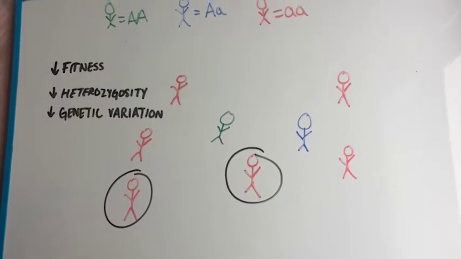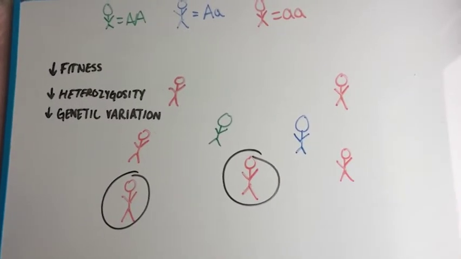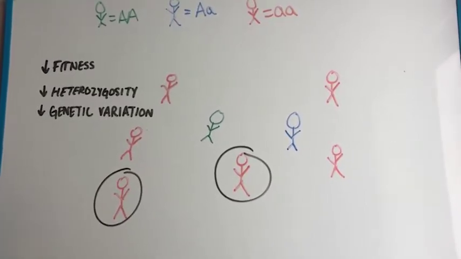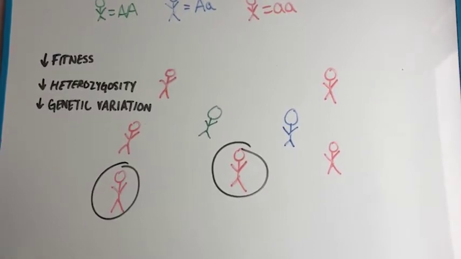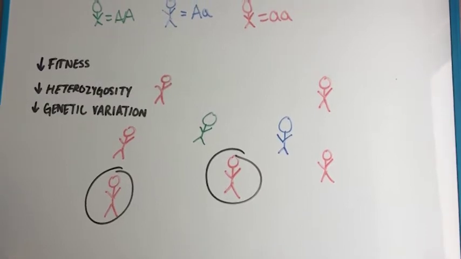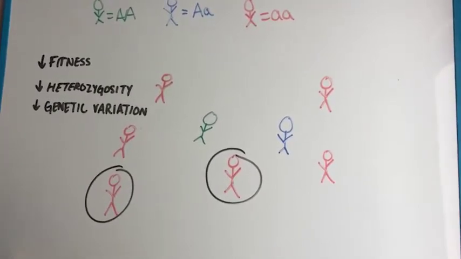Inbreeding depression is a reduction in fitness of the offspring from mating individuals within a population and is caused by an increase in the homozygosity of an allele within a population. Inbreeding is when 2 closely related individuals mate, and this often occurs in smaller populations. In smaller populations, there is a decrease in the number of individuals available to mate with.